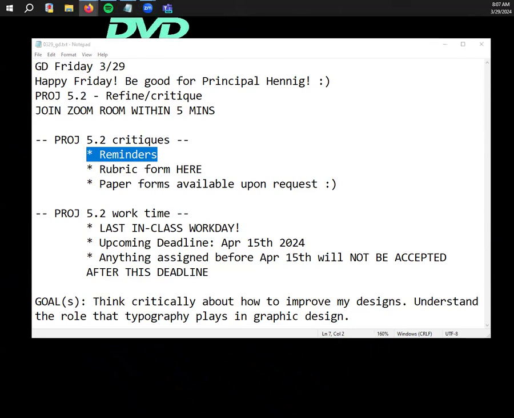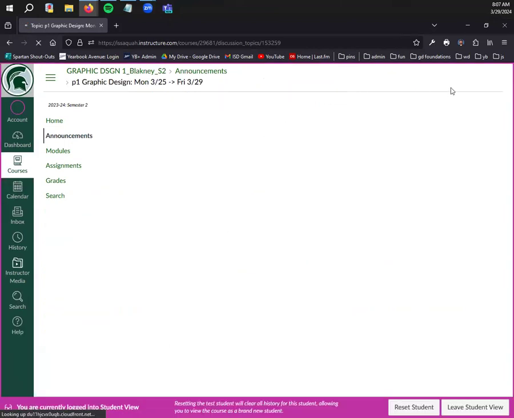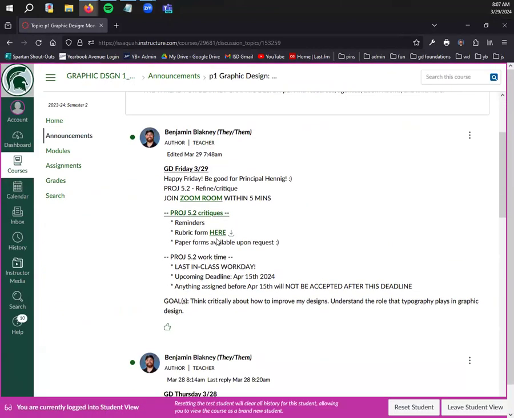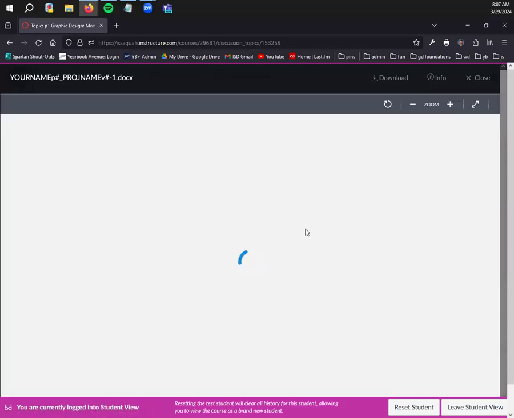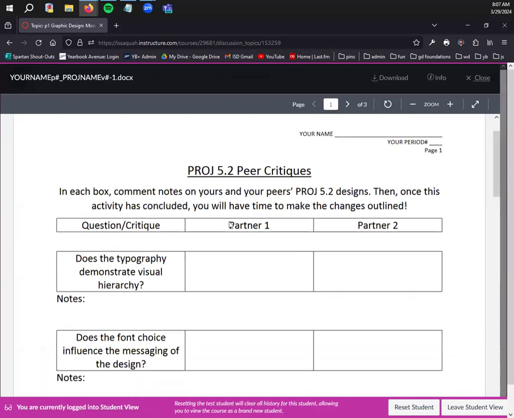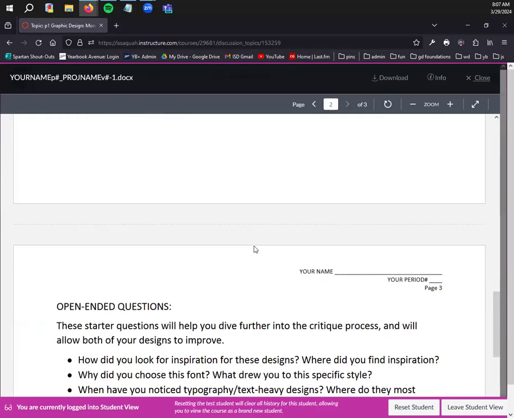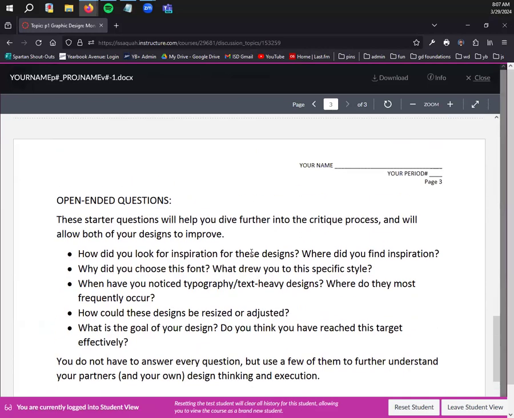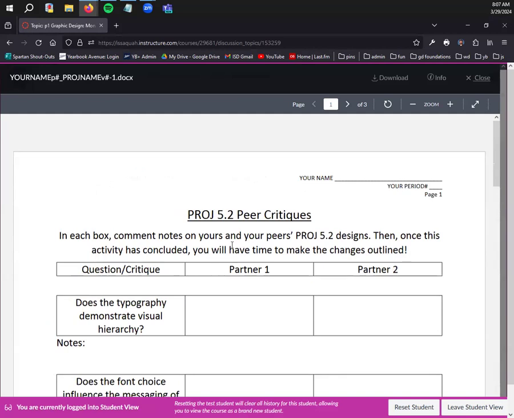So there's a rubric, not a rubric necessarily, but the actual part of the activity is in your thread. If you click on this, it's the same process as it was for assignment 4.1, the color inspiration. So you will download this Word document. It has 2 pages with some areas to take notes and then some open-ended starter questions down at the bottom to help you get started with your critiquing process. I also have paper copies if that's something that you would rather write on. I have those up front.